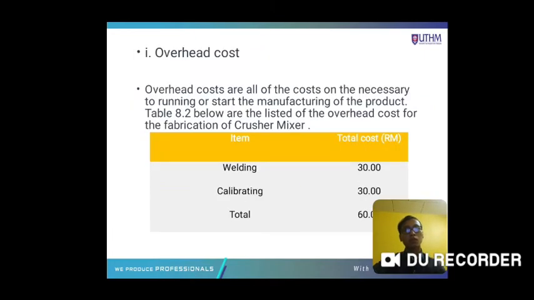Overhead costs are known to be necessary in running projects and products. For the crusher mixer, we have two, which are welding and calibrating, at 30 ringgit each, with a total cost of 60 ringgit.